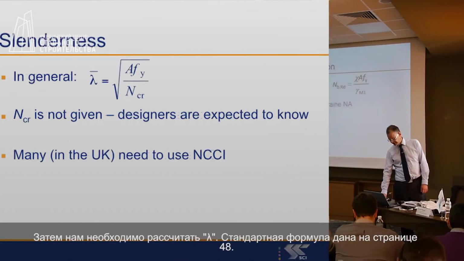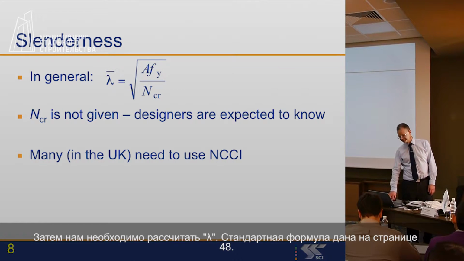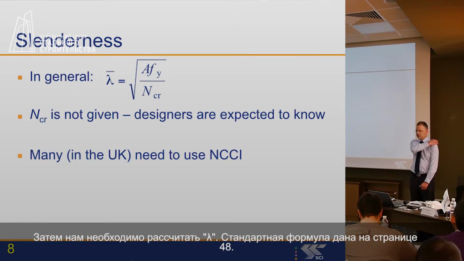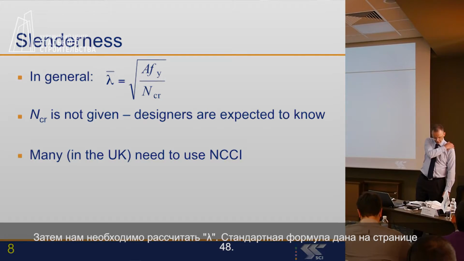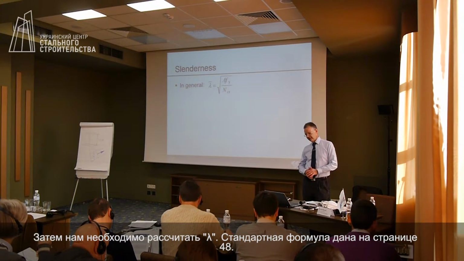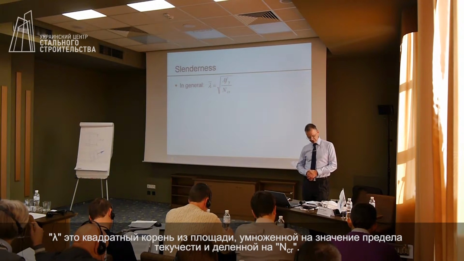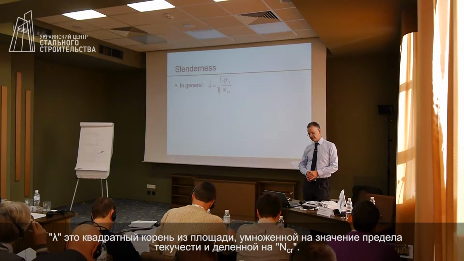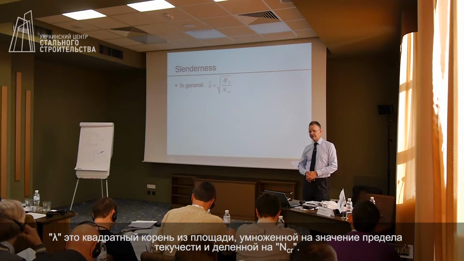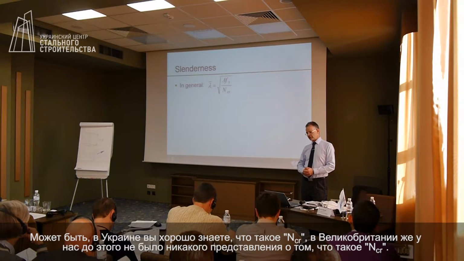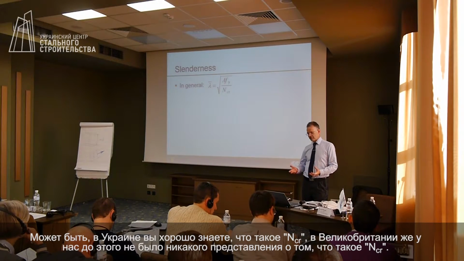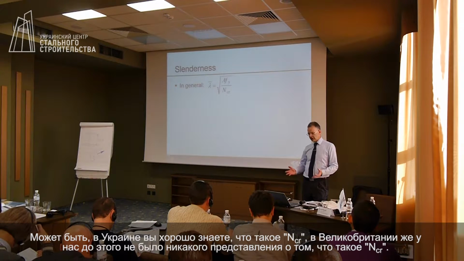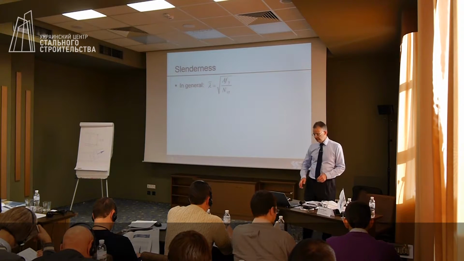Then we need to calculate lambda bar. So the general formula is given to you on page 48. Lambda bar is the root of the area times the yield strength divided by N crit. And maybe in the Ukraine you are very familiar with N crit. In the UK, we had no idea what N crit was.